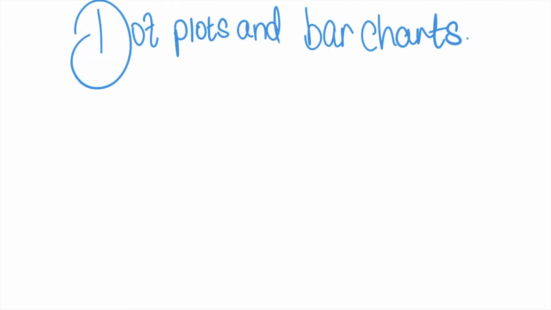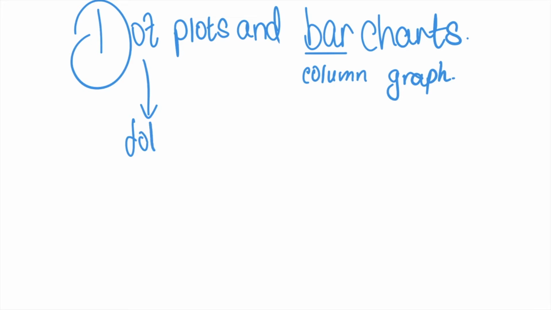Alright, today we're going to be talking about two ways that you can display some data. The first is a dot plot and the next one is a bar chart, or I should have written column graph. Both things are the same, by the way. So a dot plot is where each dot represents one piece of data. So a dot equals a piece of data. So maybe a dot could equal one person surveyed.